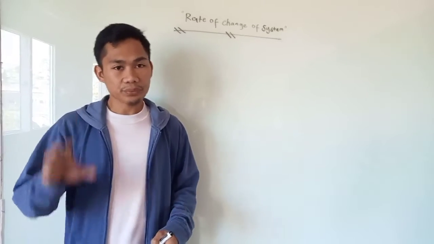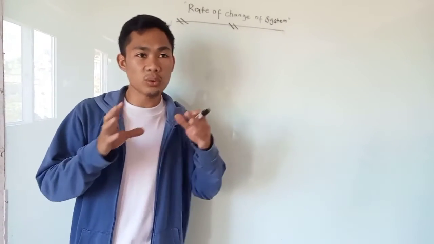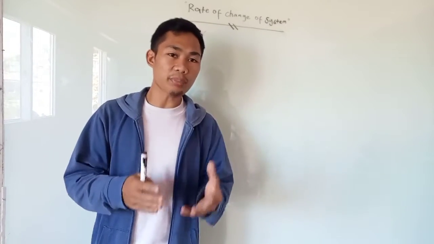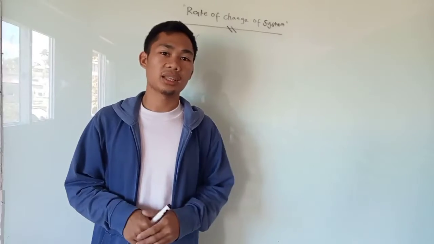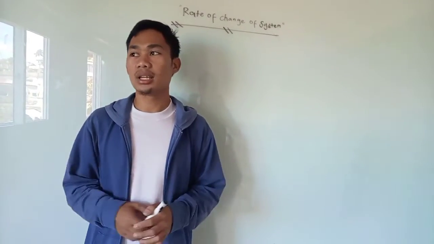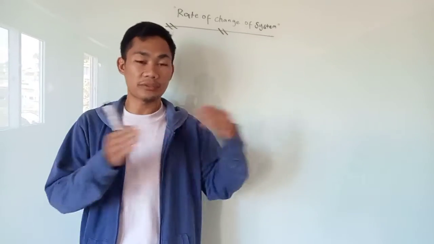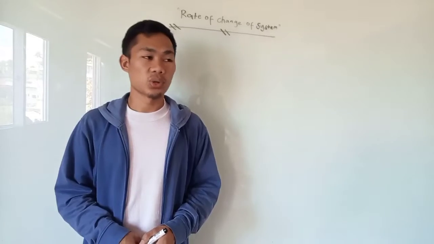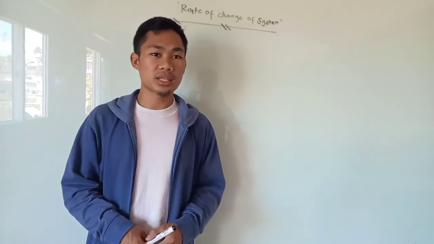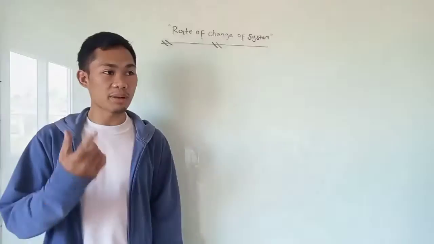Anyway, with rate of change, we are just concerned with how the other part of the system behaves if one part is changing, let us say decreasing or increasing. There is an effect on that part, and that is what we are going to do. So without any further ado, let's get started and proceed to our example.